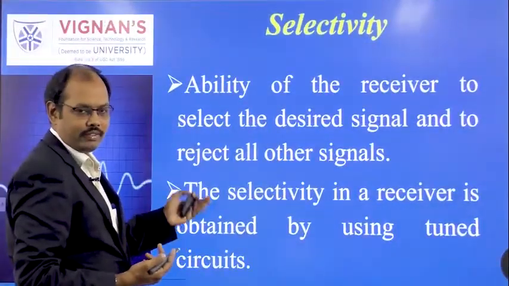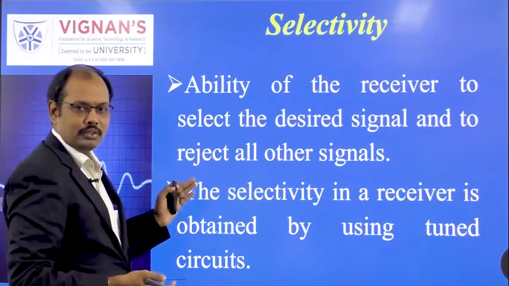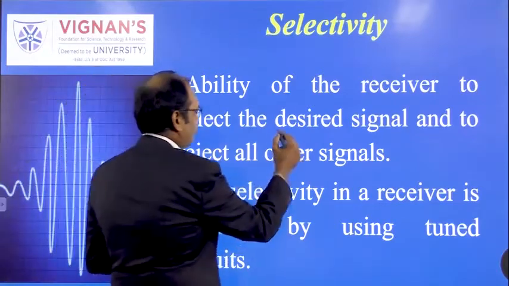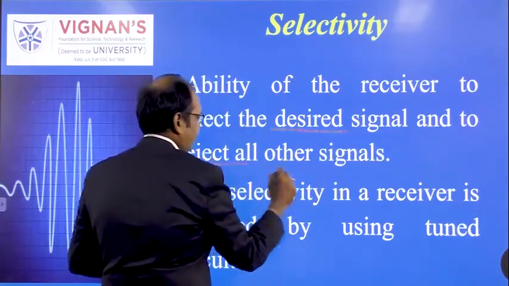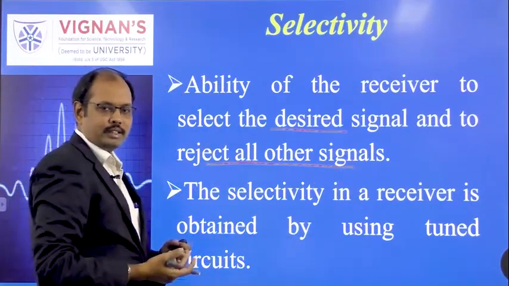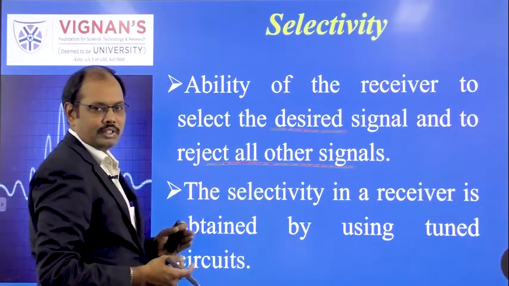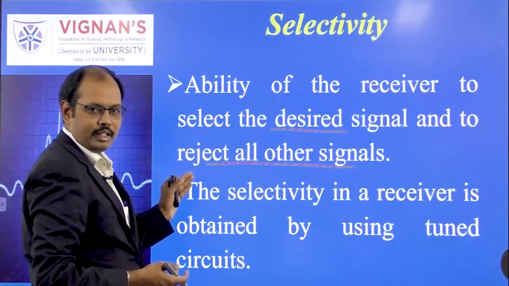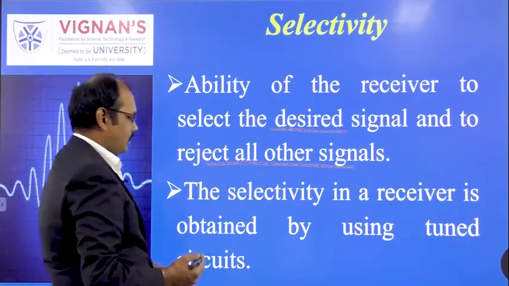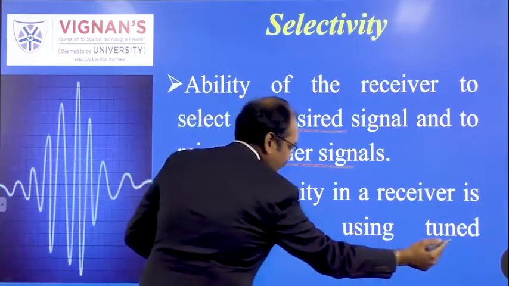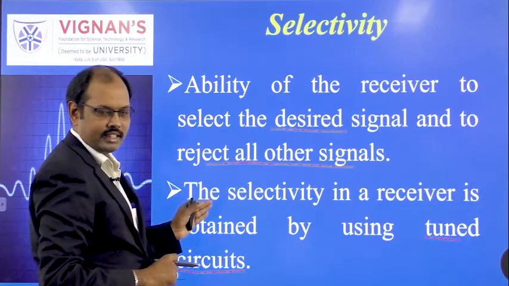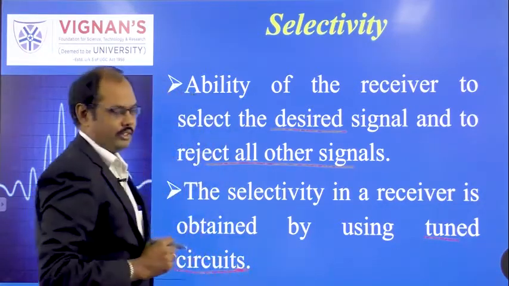Selectivity, as we already said, means the receiver must be able to select the desired signal and reject the other signals. Many signals will be received, and the receiver must select the proper desired signal and reject all others. The selectivity is obtained by using tuned circuits.